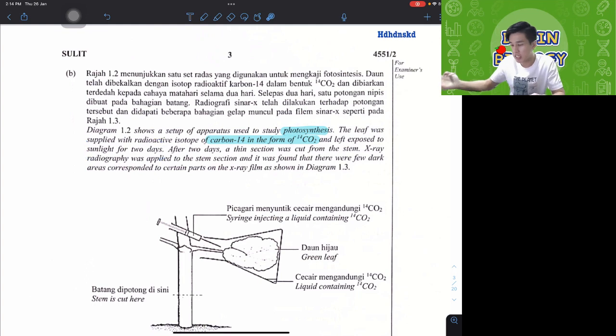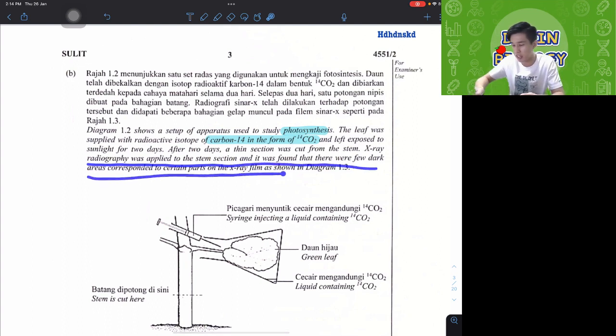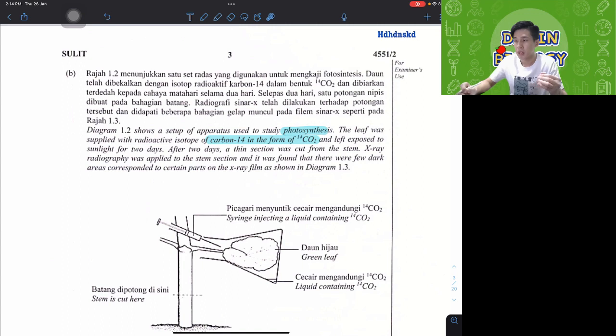After 2 days, the thin section was cut from the stem, and then X-ray radiography was applied to the stem section. It was found that there were a few dark areas corresponding to certain parts of the X-ray film. Now, because X-ray film can pick up radiation, when the plant absorbs the carbon dioxide, it uses the carbon dioxide to produce its sugar already.